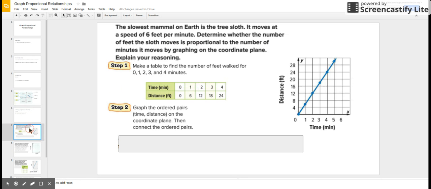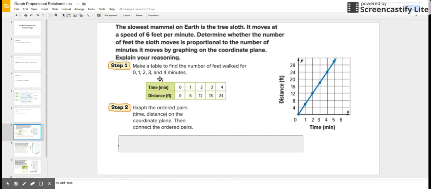Let's look at our first example. The slowest mammal on Earth is a tree sloth. It moves at a speed of 6 feet per minute. Determine whether the number of feet the sloth moves is proportional to the number of minutes it moves by graphing on the coordinate plane. Explain your reasoning.